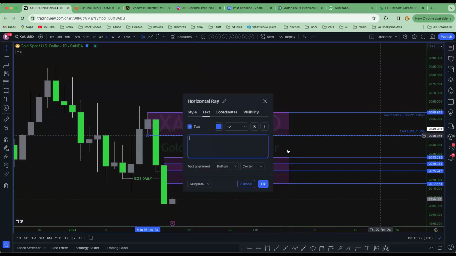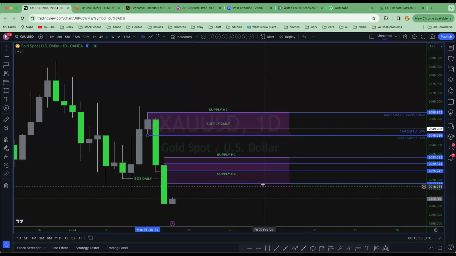Another thing that can happen is if these lines are congested together, sometimes based on price action consolidating, basically the writing can overlap a lot. That's another thing when you start doing what I'm doing right now, daily supply low. So there we go. So we've got all of them. So you can see which one is where and how.